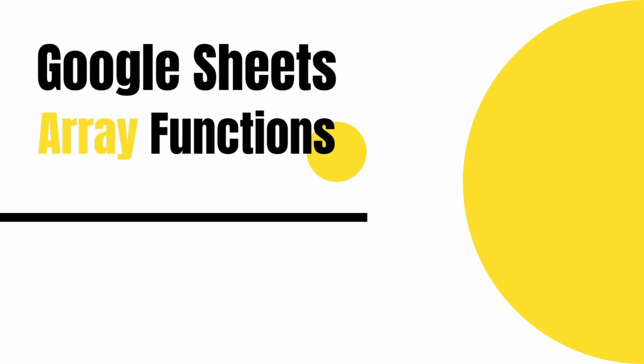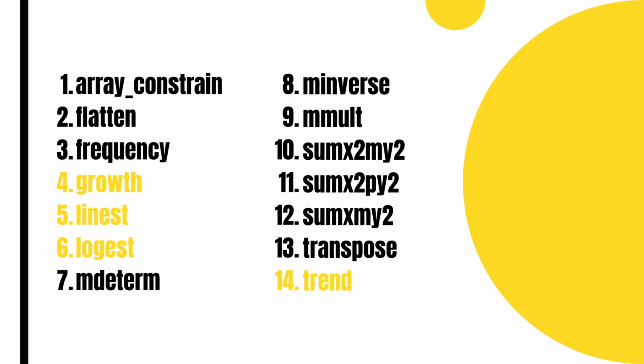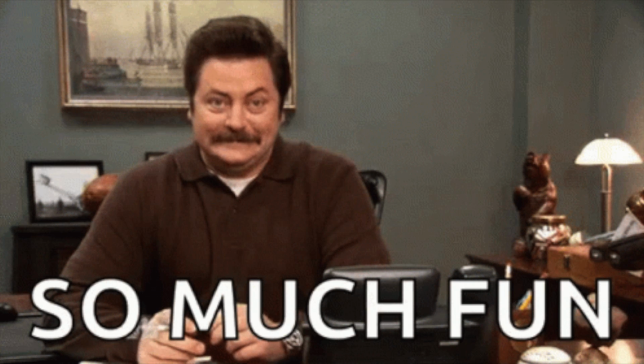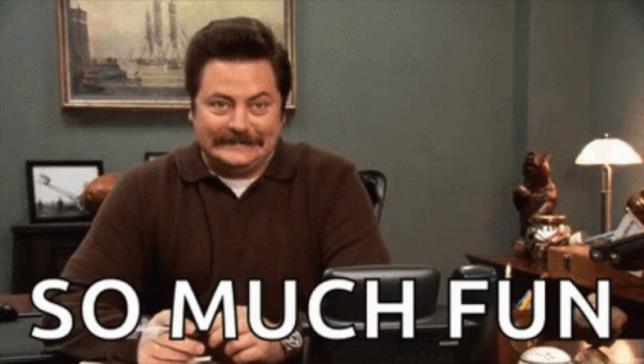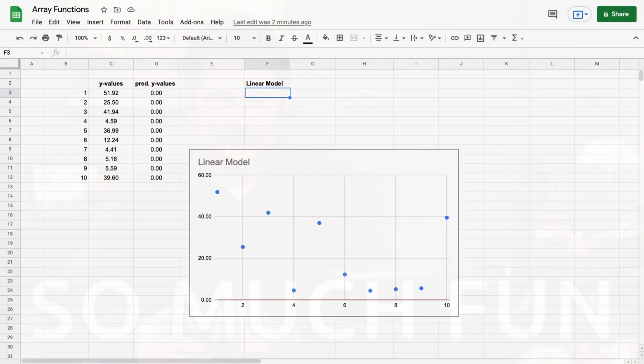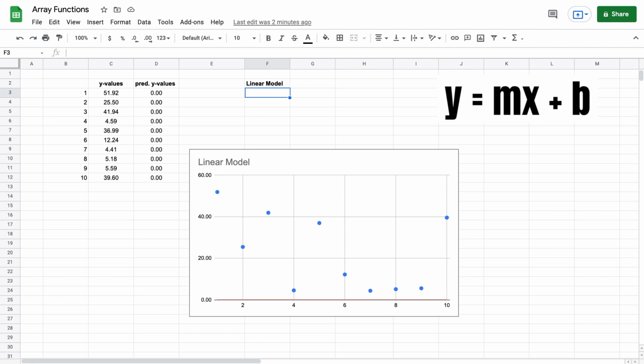So you're back for part 2. Let's start with the modeling functions: GROWTH, LINEST, LOGEST, and TREND. These are your fun array functions. They are your predictive modeling functions. So first, LINEST and TREND, which are predictive models for linear trends, or y equals mx plus b.